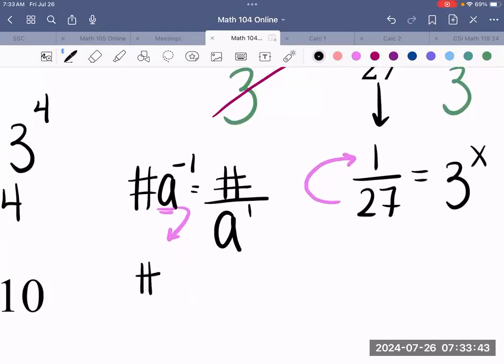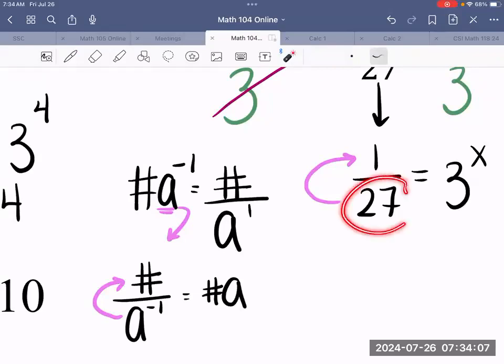Now the reverse is true. If you have a to the negative 1 in the denominator, again, you're going to shift its position, only that value. You're going to shift it back up to make sure it has a positive exponent. So in our case, if we have 27 down below in the denominator, it's a little hard to evaluate it like this.